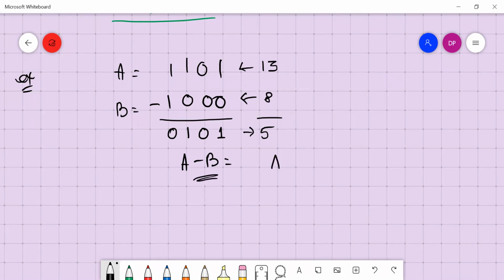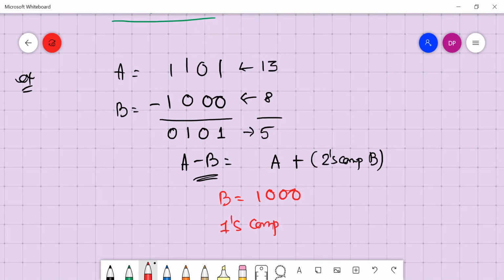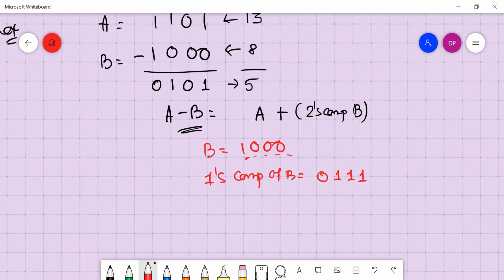Another method is there. What we have to do is take A plus the 2s complement of B. So B is 1000. What is the 1s complement of B? You have to invert all these terms, so what you will get is 0, 1, 1, 1. So what is the 2s complement of B? How to get the 2s complement? The 2s complement will be equal to the 1s complement plus 1. So the 1s complement of B is 0, 1, 1, 1.